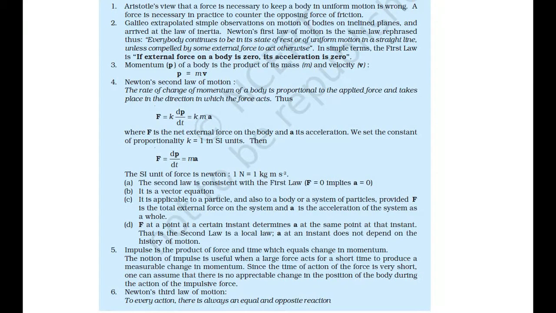Second thing we already derived is that the momentum of a body is the product of the mass m and the velocity v. And Newton's second law of motion is that the rate of change of momentum of a body is proportional to the applied force and takes place in the direction in which the force acts. Thus F is equal to k dp by dt, where k is equal to 1, so F is equal to m into a, where F is the external force on the body and a is its acceleration. We set the constant of proportionality k equal to 1 in SI units, so F is equal to dp by dt, which is equal to ma.